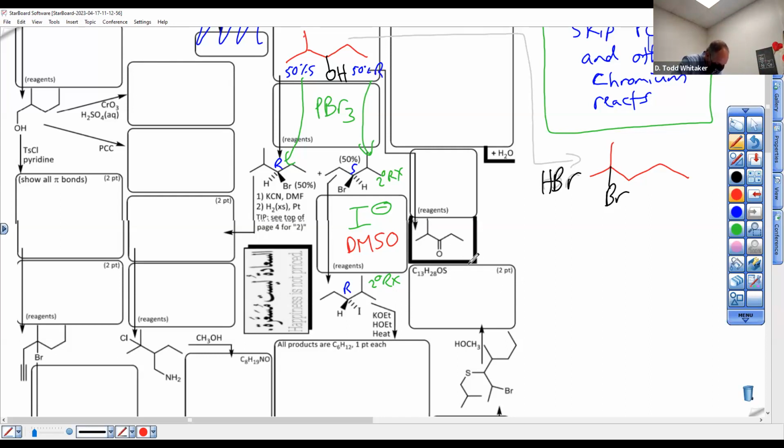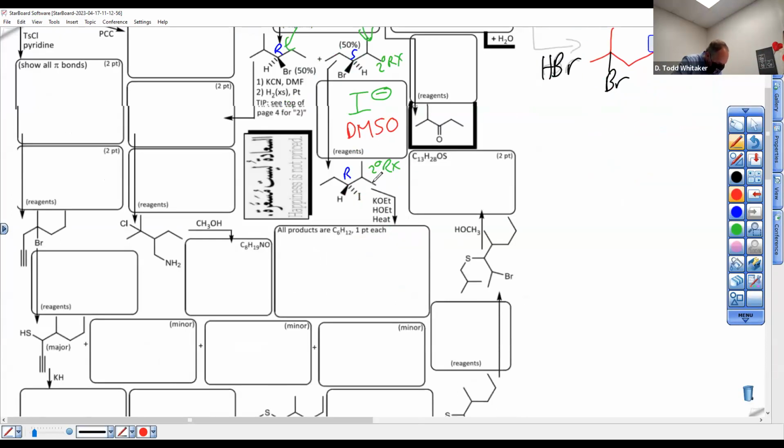Okay. Now let's just go until we hit a dead end. I think our first dead end's here. KOEt. I want to remind you the pKb of that's less than 0. Less than 0, and this combination, pKb less than 0, heat, what you got?